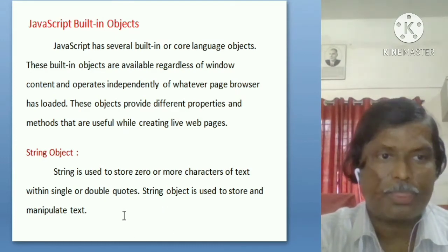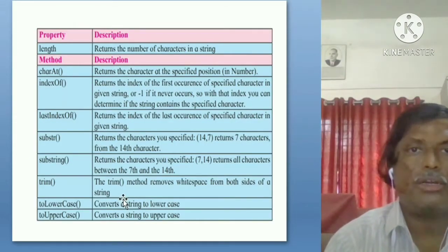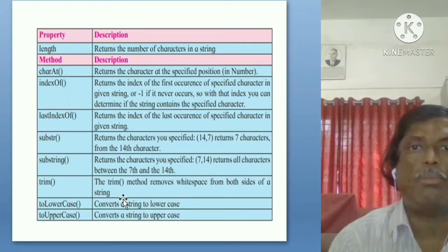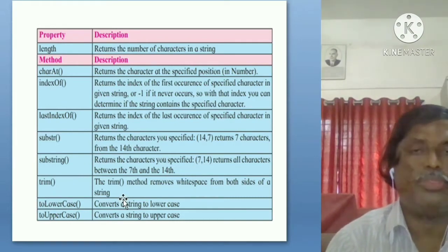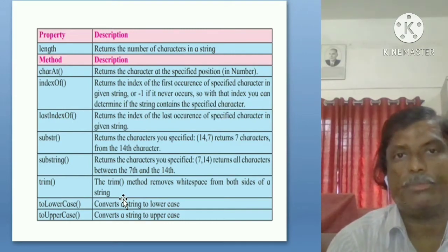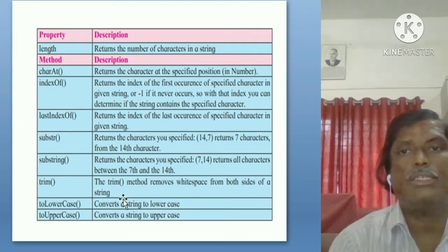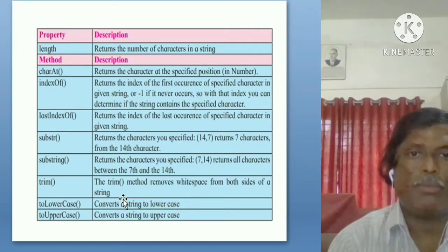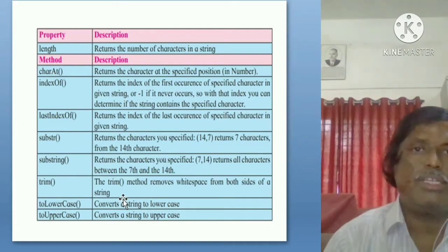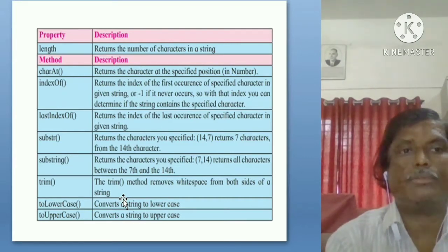Now, see the properties of the string object. There is only a single property of the string object. Length is the property of the string object. What is its use? It returns the number of characters in a string. The length property will return the number of characters in a string. After that, we will see the methods of the string object.